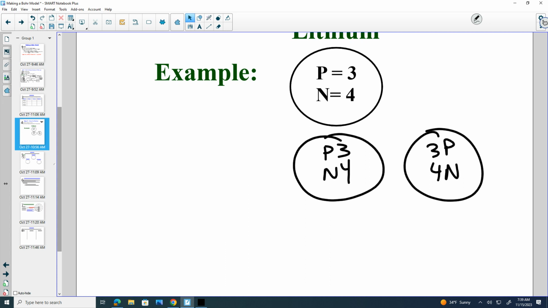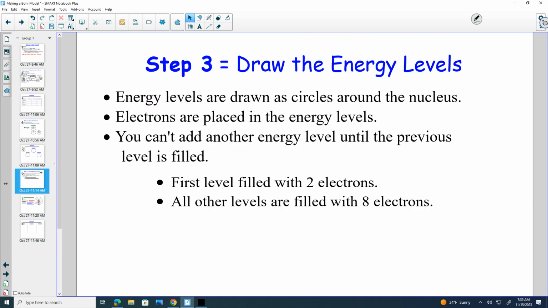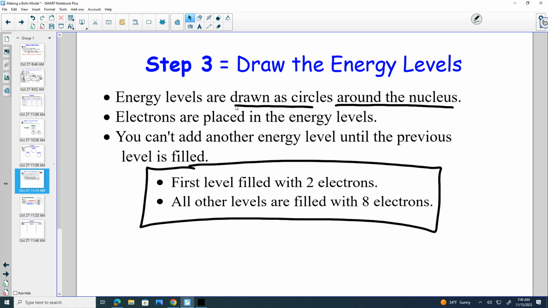Once you're done building the nucleus, now you need to actually build the energy levels. There are rules. Energy levels are drawn as circles around the nucleus. So you draw circles around the nucleus, and electrons are placed in the energy levels. But you can't just add all of the electrons into one level. You have to remember the rules. The first level is filled up with 2 electrons, and then all other levels for us are 8 electrons. Remember, we cannot make any Bohr model past calcium. So that's how it works.